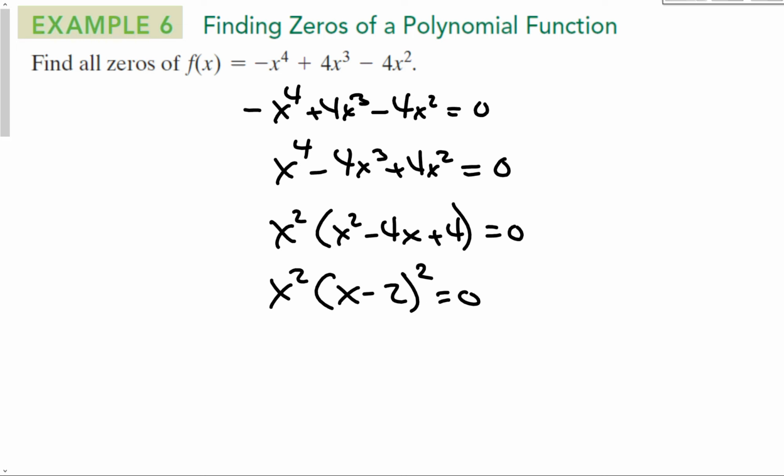Now that I have this successfully factored, I can solve. So this is my first factor, and I set it equal to 0, which means x is equal to 0. Take the square root of both sides. My second factor is x minus 2, and I set that equal to 0, and I get x is equal to 2.